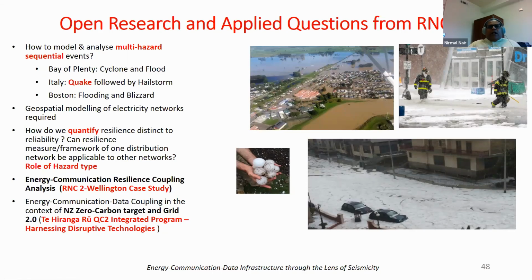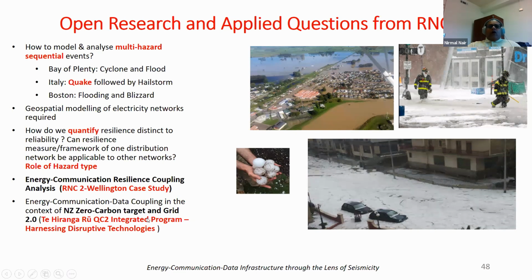So what have we learned? So some open research and applied questions from RNC1. We are now interested in looking at multi-hazard sequential events, just like Bay of Plenty, both cyclone and floods, or Italy or Boston. So how do you really do it? And also going ahead, we are moving in the RNC2, Resilience to Nature's Challenges 2, to Wellington case studies, where we would try to look at energy, communication, and data together.